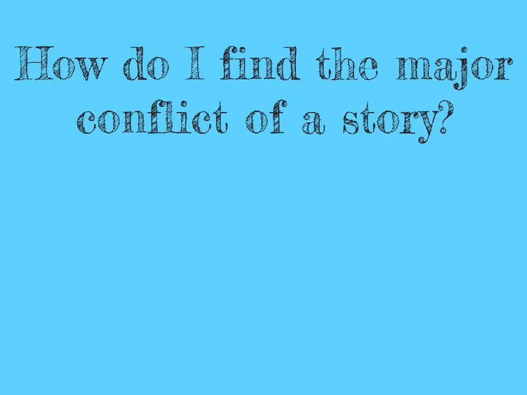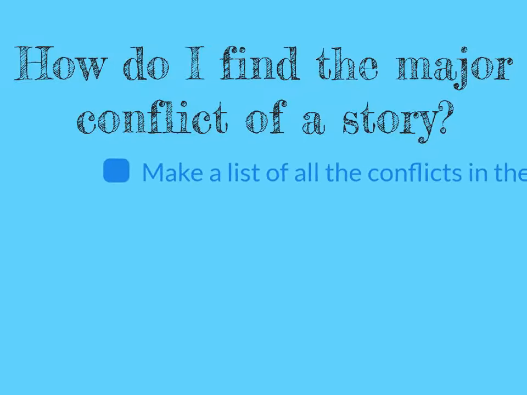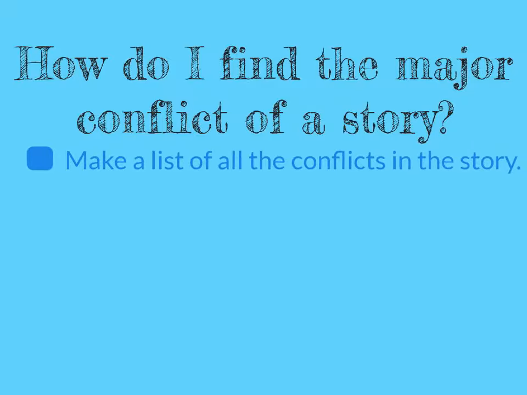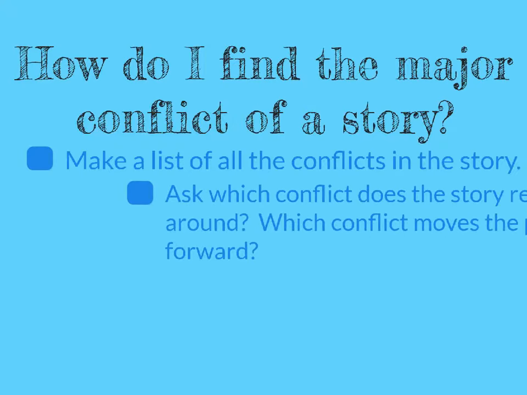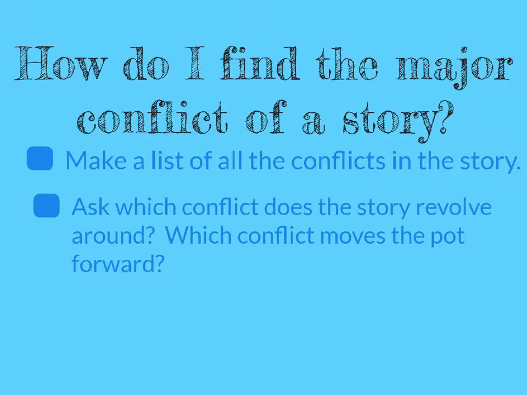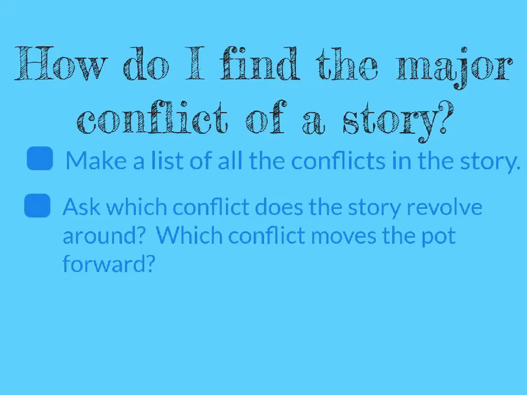So now, knowing that there might be more than one conflict in a story, you might be wondering, how do I find the major conflict of a story? Well, there's a couple different things that you can do. First, you want to make a list of all the conflicts in the story. Go through and think, what are all the different problems that a character is dealing with? Once you have that complete list, you're going to ask the question, which conflict does the story revolve around? Which conflict moves the plot forward?